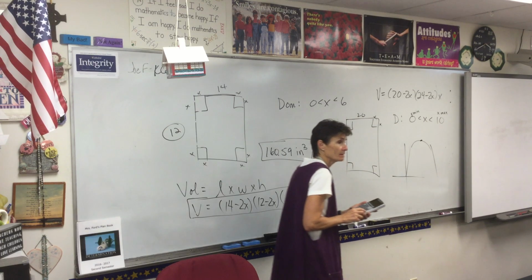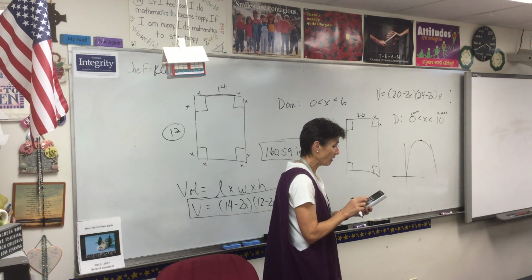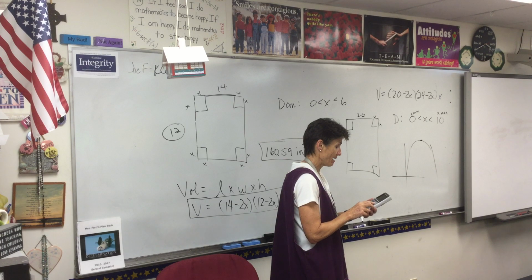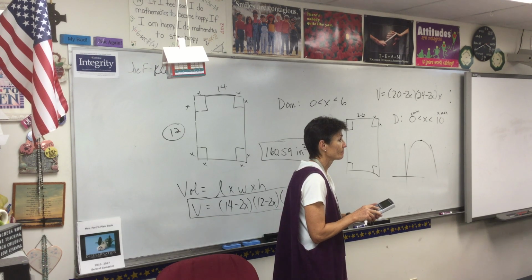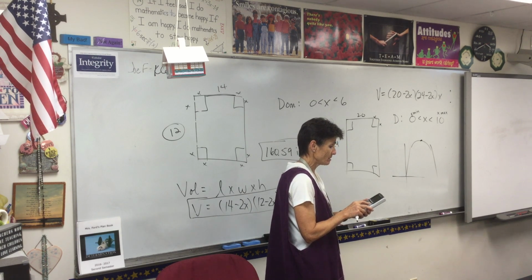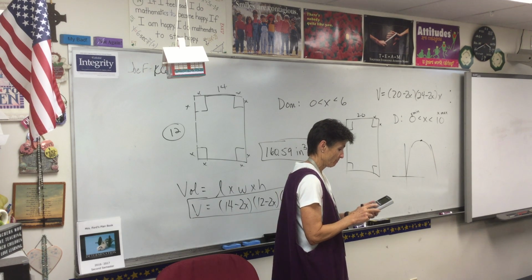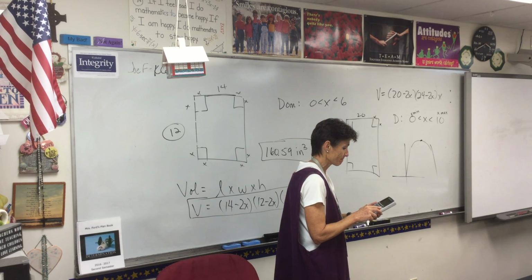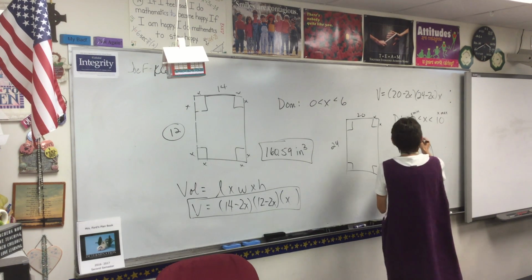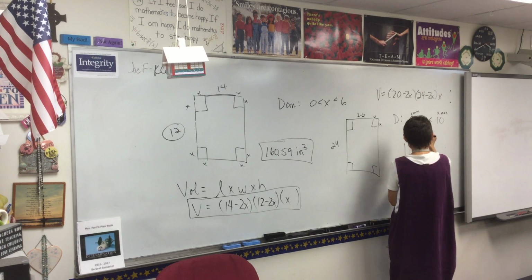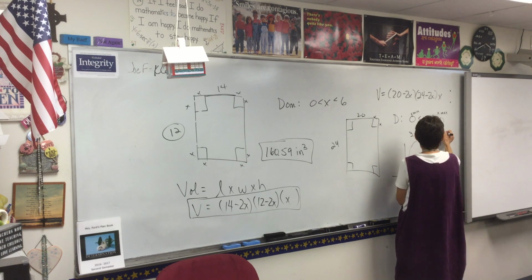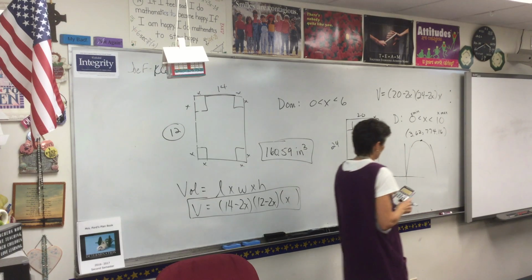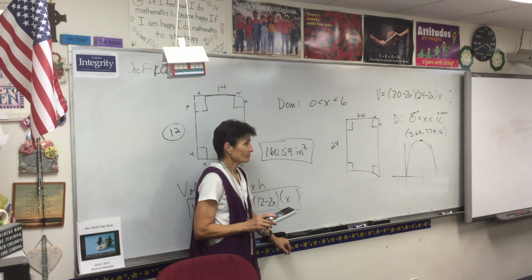Okay? So now, second calc. Maximum. Left bound. Right bound. Guess. My point is 3.62774.16. I rounded off to the nearest 100. Is that what you got?